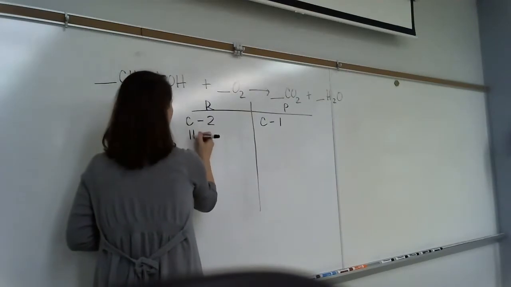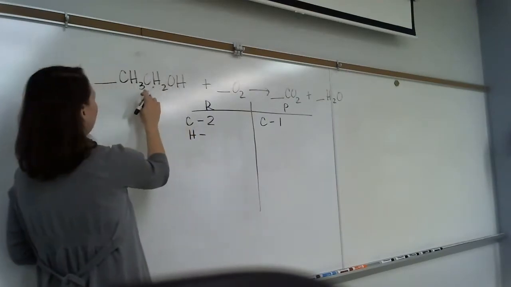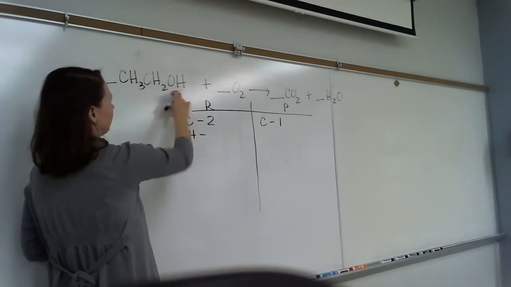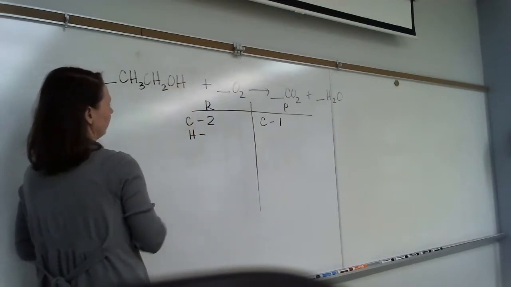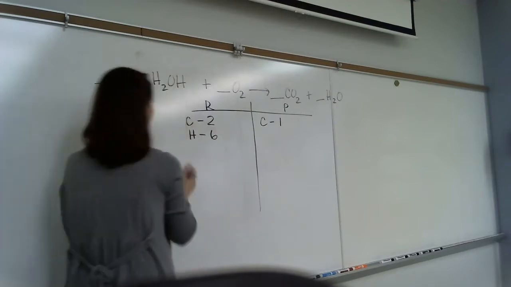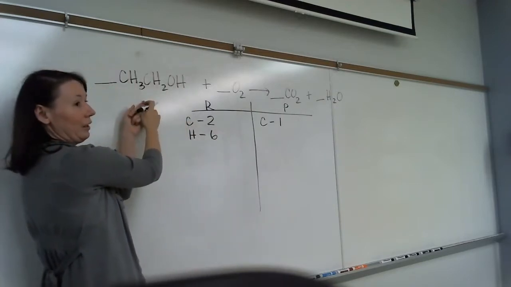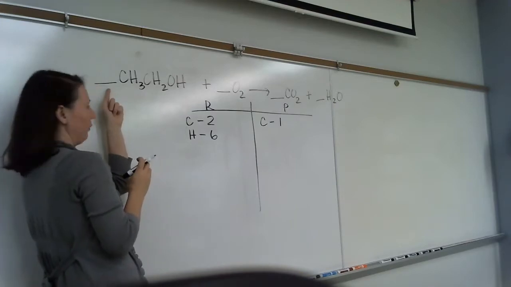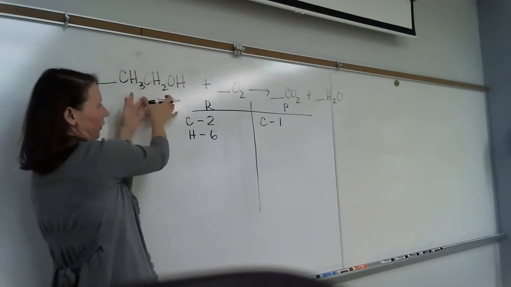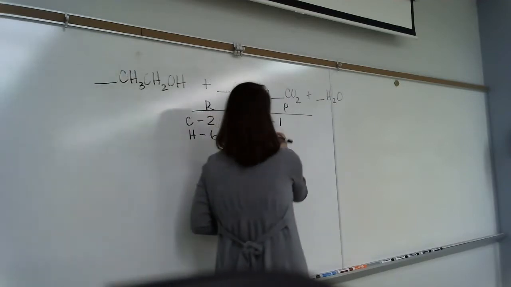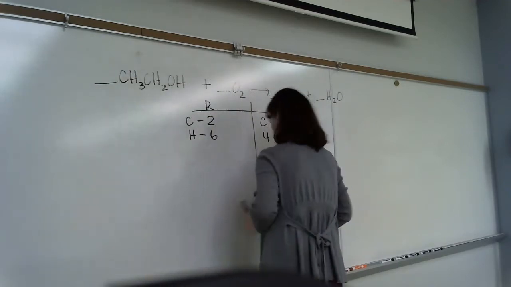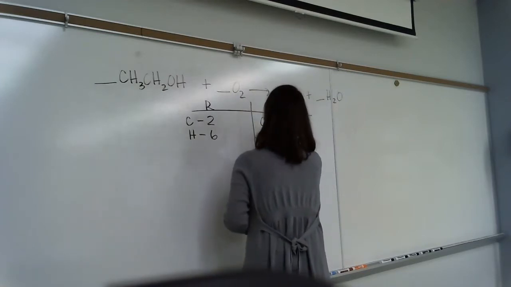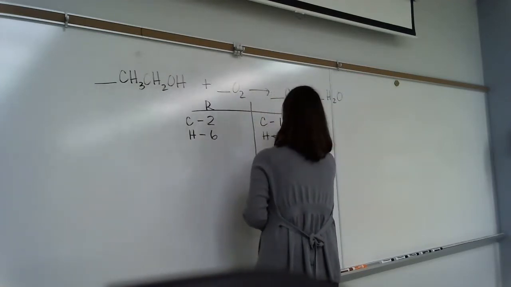For hydrogen, I've got 1, 2, 3, 4, 5, 6, right? I can combine all those together. Again, why? Because they're in the same molecule. Right? If I put a 4 here, it affects all of these. And then on the products, oops, I wrote 4 there. Hydrogen. On the product side, I've got 2.